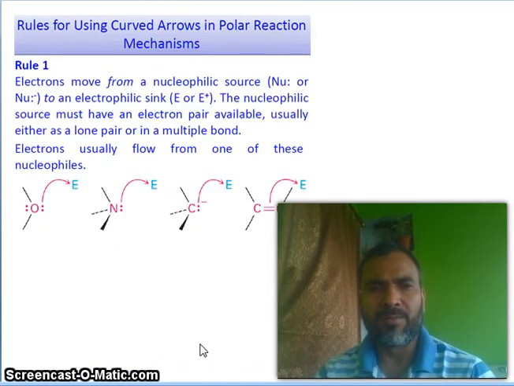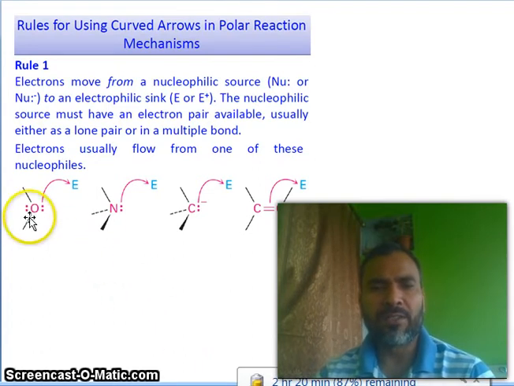Rule number 1. Electrons move from a nucleophilic source, the nucleophile. We always write Nu with the double dot, to an electrophilic sink. We always write E with a positive charge. The nucleophilic source must have an electron pair available, usually either as a lone pair or in a multiple bond. Electrons usually flow from one of these nucleophiles.